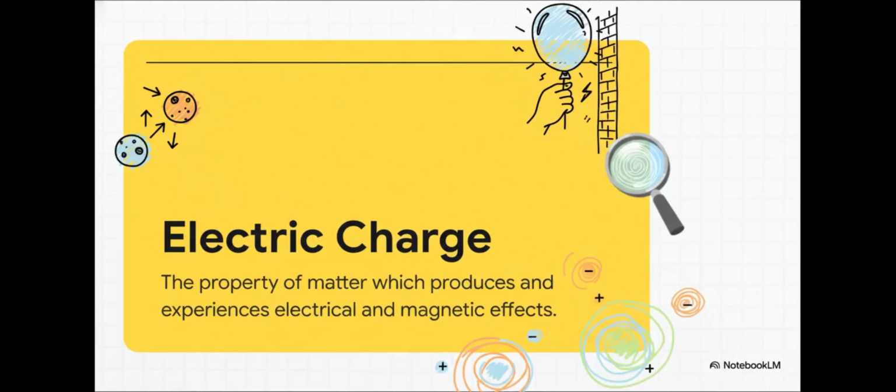Okay, so if we get a little technical for a second, electric charge is a basic property of matter, kind of like how things have mass. It's this property that lets tiny particles push and pull on each other without ever actually touching. It's the secret sauce that makes that balloon stick.